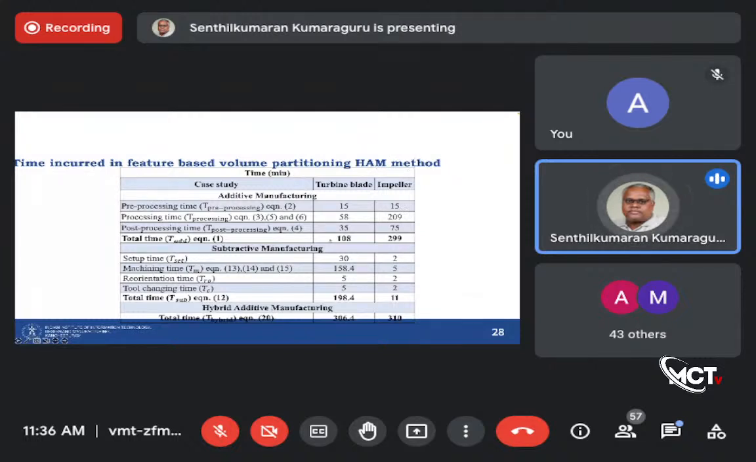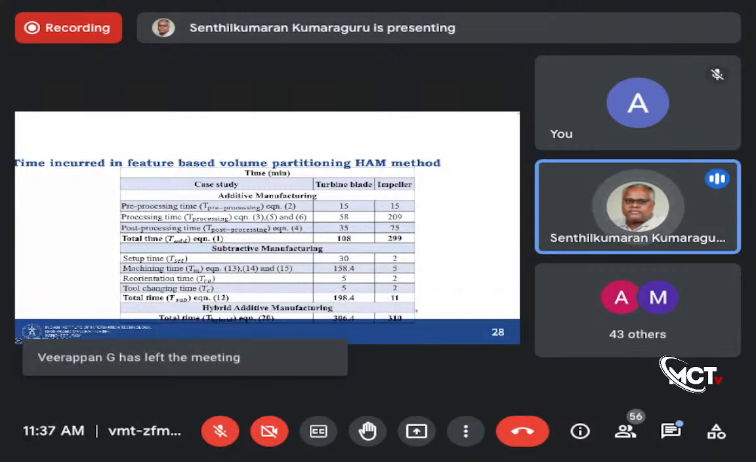AM. So turbine blade takes 108 minutes, and impeller takes 300 minutes. And this is the total time for subtractive machining. So it takes 200 minutes and it takes 11 minutes. If you look at hybrid additive manufacturing, it takes 300 minutes and 310 minutes. Almost, you see, total time in hybrid is almost closer. So compared to the previous only SM, you see it has drastically come down.